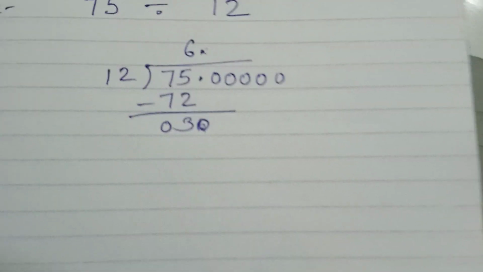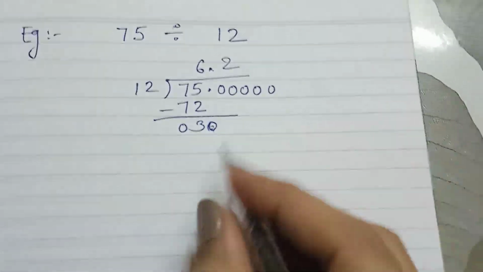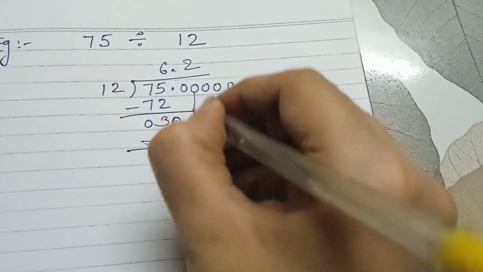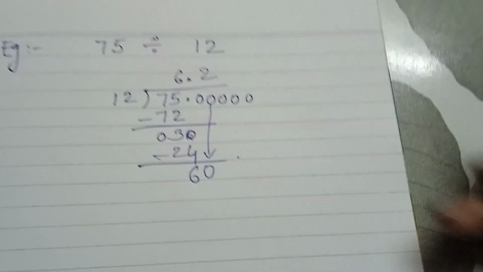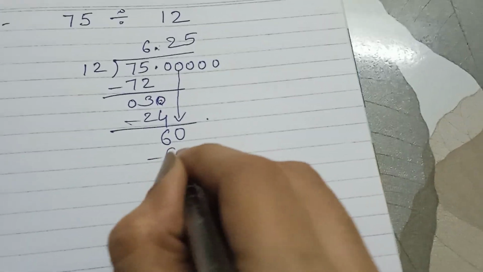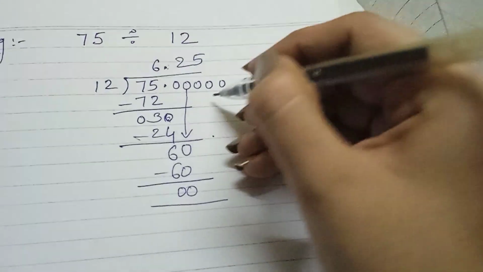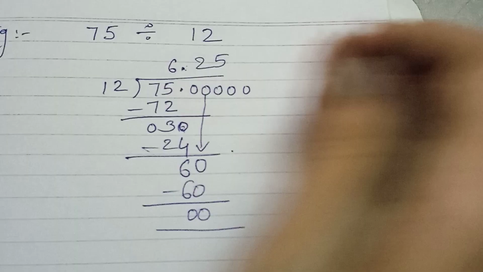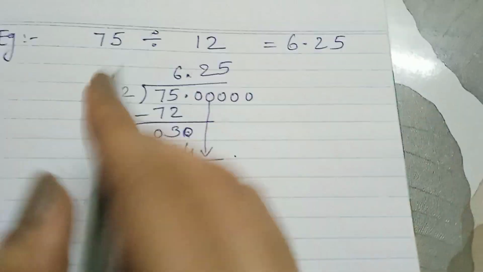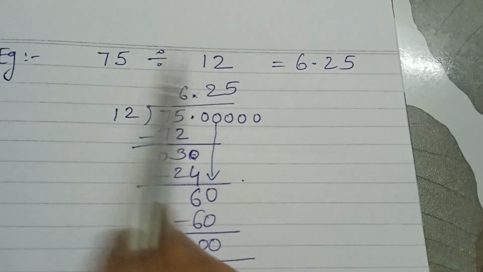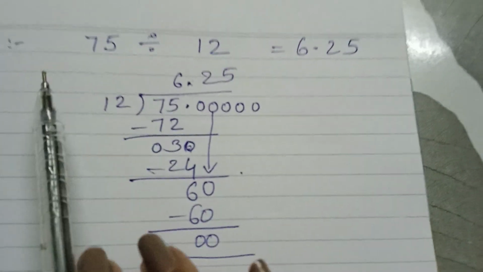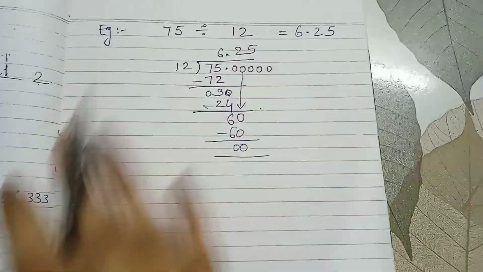Now it has become 30. So 12 2s are 24, that is 6. We can take the second 0. So 12 5s are 60. Now if we keep on taking this 0, it will be 12 zeros are 0, so the value will be the same only. The answer is 6.25. See, the dividend and divisor both were whole numbers, but our answer is a decimal number. That's how we can do the division.